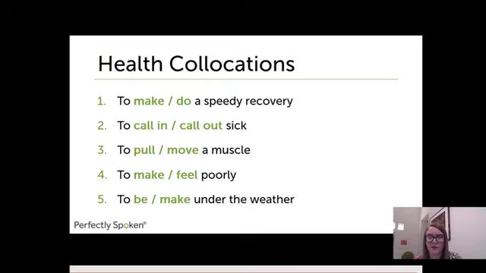Number 2, to call in sick or call out sick. Number 3, to pull a muscle or to move a muscle. Number 4, to make poorly or to feel poorly. Number 5, to be under the weather or to make under the weather.